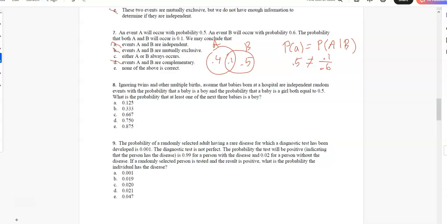So A or B always occurs. So that adds up to 100% if you add that. So that one is true, I think. Okay.